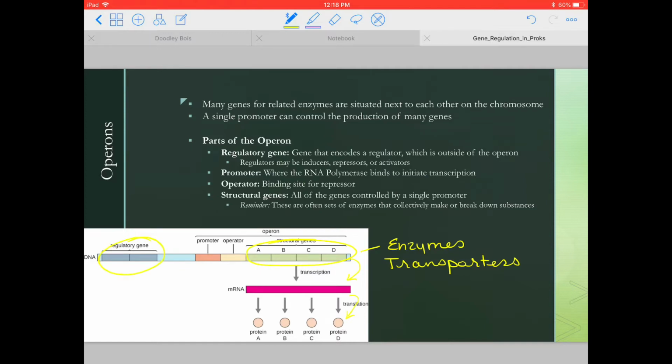And then the regulatory gene is outside of the operon, and this is going to make some kind of regulatory product. We'll talk about that too here in a little bit. Now we also have two kind of switches right here, the promoter and the operator. The promoter is going to be where the RNA polymerase binds, and the operator is kind of like a block, a way to block the RNA polymerase from being able to move forward. So this in effect acts as an off switch. Okay. So the regulatory genes I've covered. Promoter, operator, structural genes. Good, I have everything here.